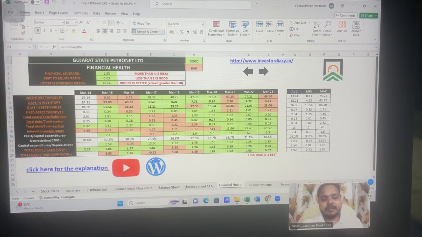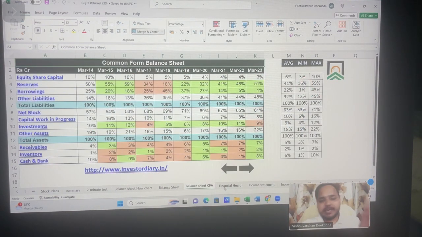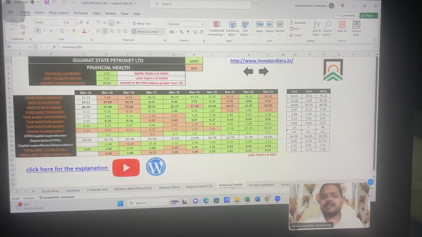So balance sheet CFA, you can check all these things as a percentage also. From 25%, it dropped to just 1%, which is significant improvement. But generally we check financial health analysis. So as you can see, financial leverage is very good, like less than 4, 0.02, almost debt free. Interest coverage ratio is also good. All three cells are in green. So its financial health is strong.